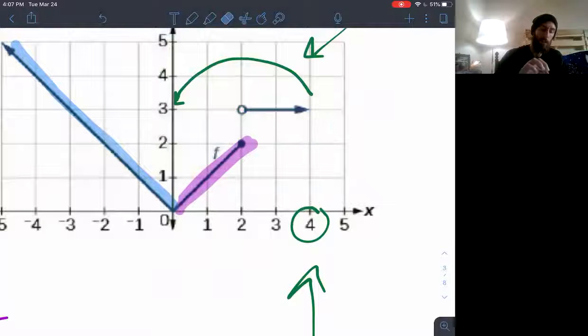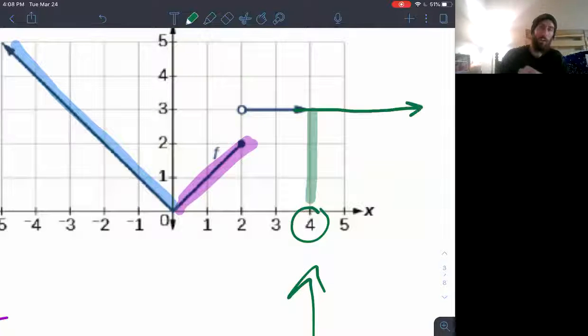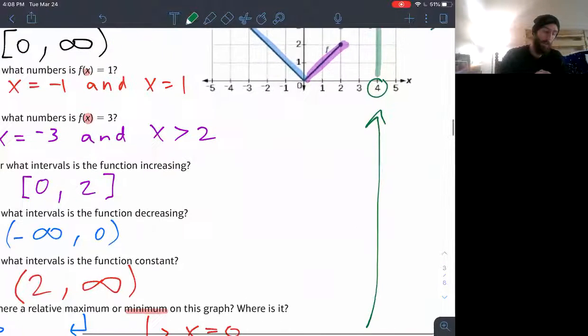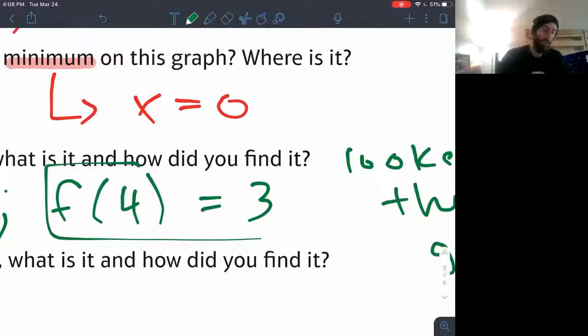Let me get all this extra stuff out of the way here. We went up to the graph itself at x is 4 and realized that this was that constant part of the graph that's going to the right forever, meaning it's at a flat situation. And the output, or f of 4, is the height. So we looked over to where the height is at that point, and we realized it's 3, hence why we got our answer that f of 4 was equal to 3.